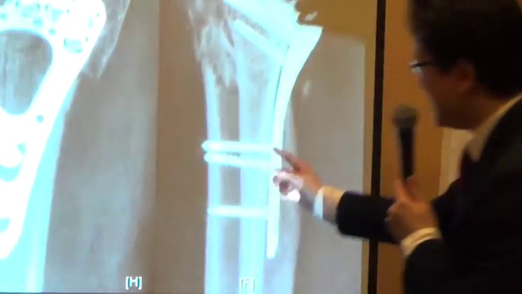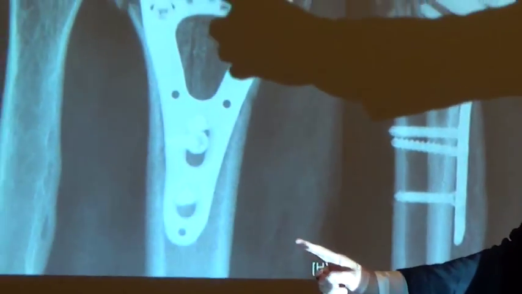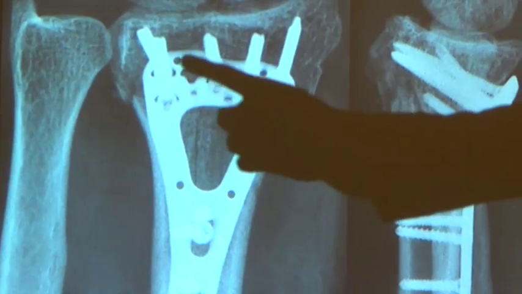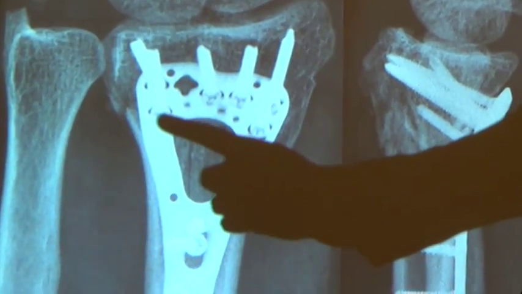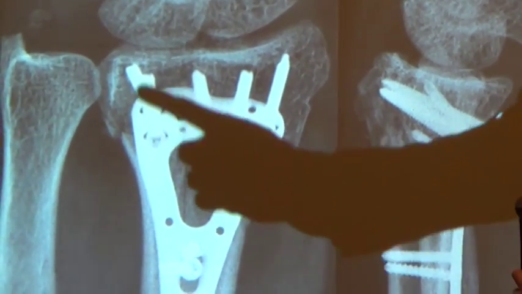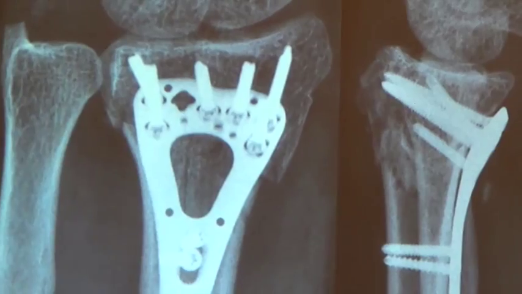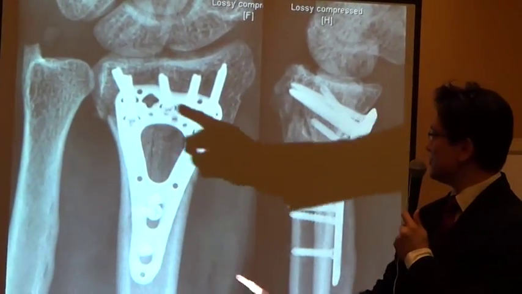So in this particular patient, you can see I left this hole empty because this hole is on the fracture line. I do not fill this one. So instead of filling this hole, I use the proximal locking hole. You can use this hole to add additional stability. But if you don't require this hole, you can leave it empty. These two holes can be empty.